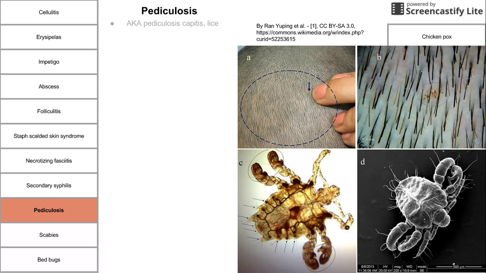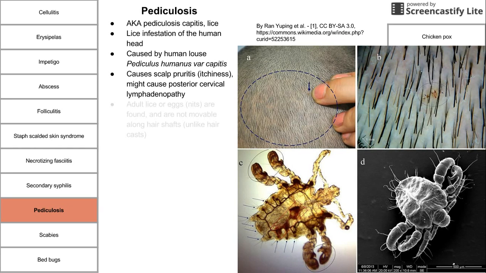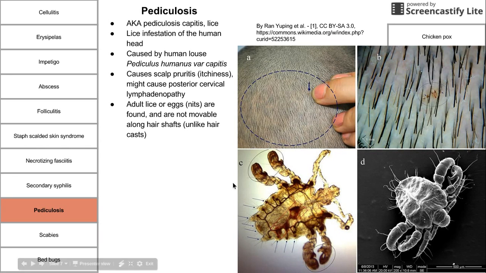Pediculosis is the common lice infection. Pediculosis capitis is another name for it. It's lice infestation of the human head, caused by the louse. And this causes scalp itchiness, and it might also cause posterior cervical lymphadenopathy. Adult lice or eggs can be seen in the skin. They're usually not movable along the hair shafts. They kind of hold on to the hair shafts, and they get stuck, and you can't really pull them off. And that helps differentiate them from hair casts.